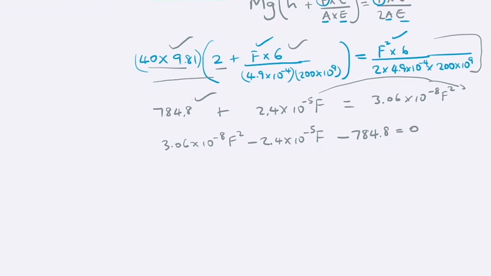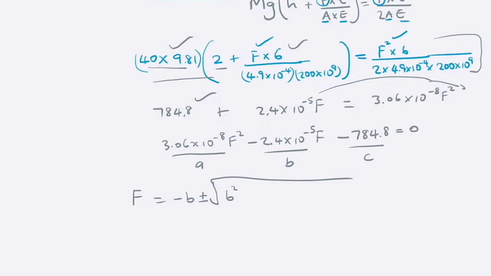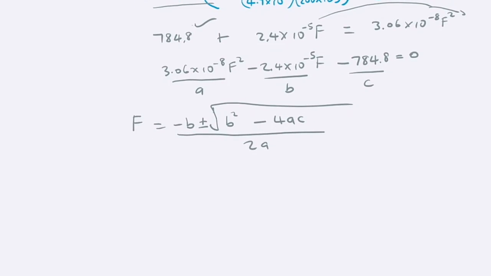To solve it, you apply the quadratic formula. This is a, this is b, this is c. Because we're looking for force, force is equal to negative b plus or minus the square root of b squared minus 4ac, divided by 2a.